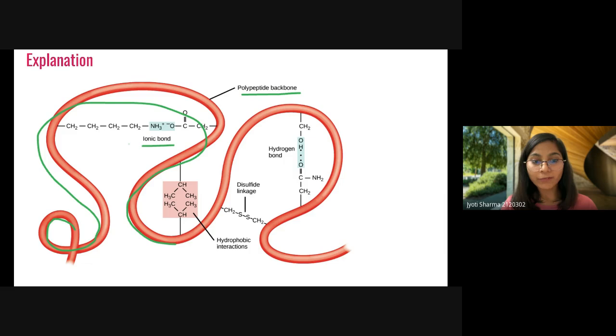But whenever you have the ionic bond, the disulfide linkage, the hydrogen bond, or the hydrophobic interaction, if such kinds of bonds are in that chain of amino acid, then this will be known as the tertiary structure of the protein. Okay, and the question was like that only. So let me show you the question.